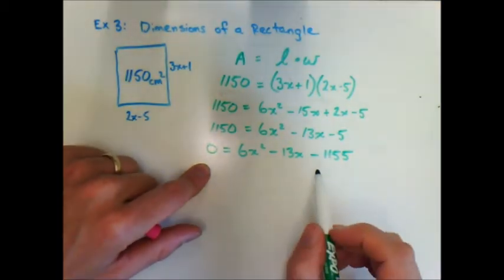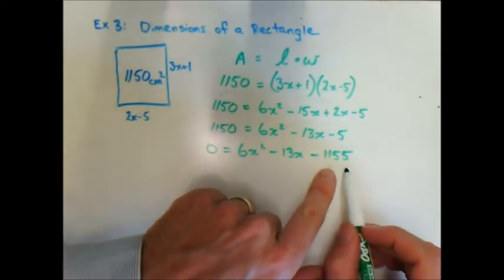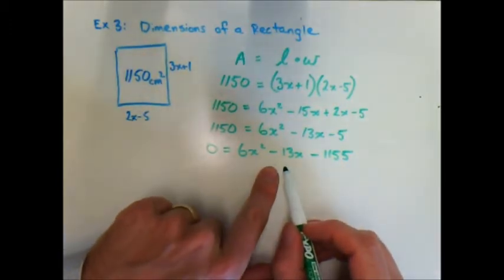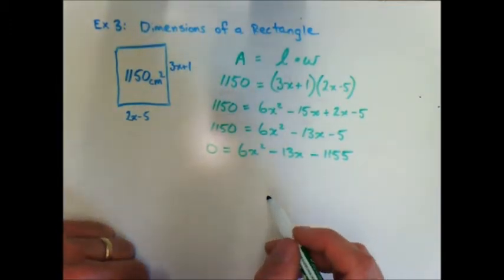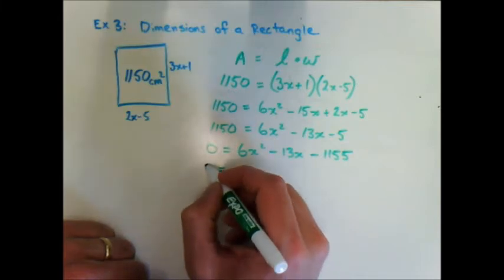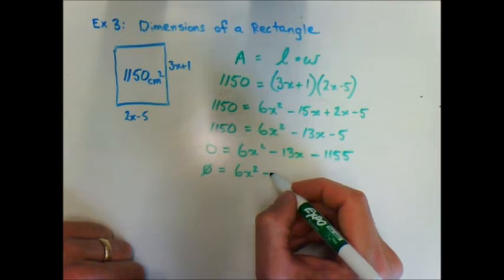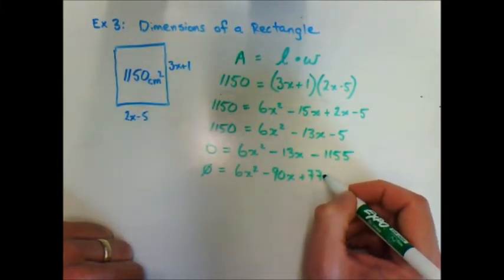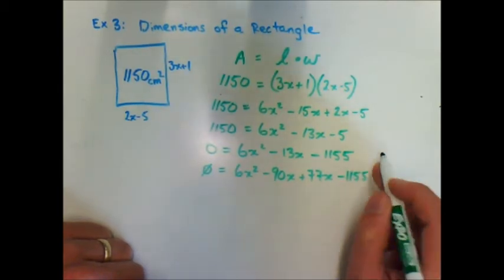If you find two numbers that have a product of 6 times negative 1155 and they add to negative 13, you would have to do some guess and check there, but the two numbers are negative 90 and positive 77. It's helpful that we're given those. So we have 6x squared minus 90x plus 77x minus 1155.